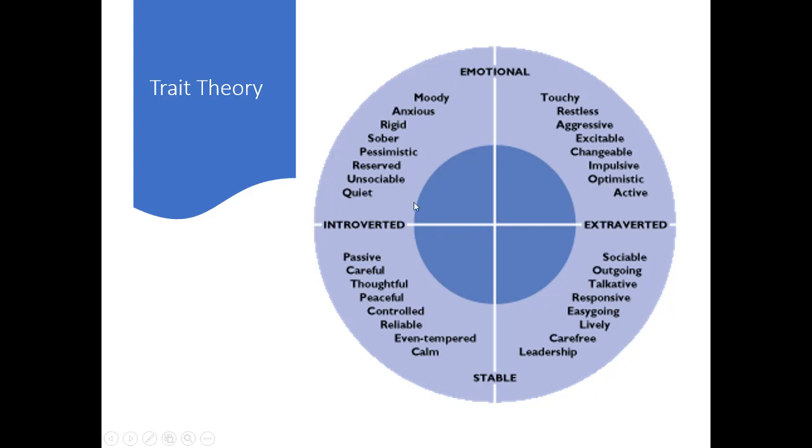Right? Somebody who is extremely introverted, but very emotionally stable might be considered calm. While somebody who is extremely introverted but a little more emotional might be considered moody or anxious. Somebody who's very extroverted and stable might be considered easygoing, sociable. Somebody who's a little more emotional might be seen as excitable or restless or touchy. Right? So we can define these traits along a continuum and then try to categorize people into specific traits.